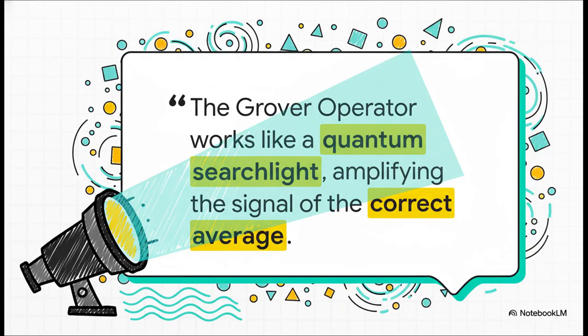And here is where the magic happens. Now that all of those possibilities exist at once inside this quantum state, the algorithm uses a special tool called the Grover operator. And this quote explains it perfectly. It acts like a quantum searchlight. It shines down on this massive sea of simultaneous possibilities, and it makes the signal from the correct average way stronger, way brighter than all the other wrong answers. This lets it zero in on the mean with an efficiency that classical computers can only dream about.